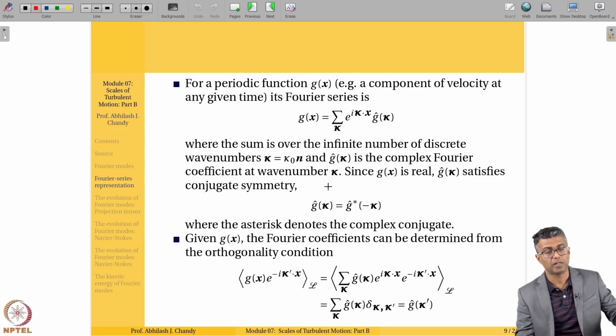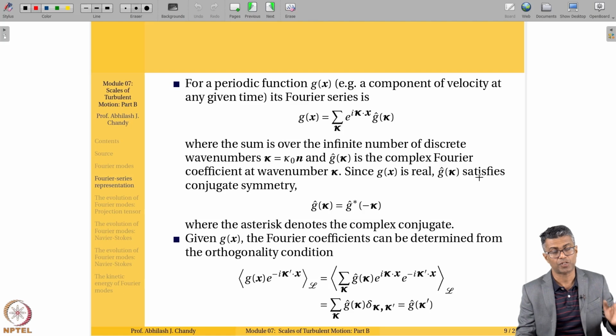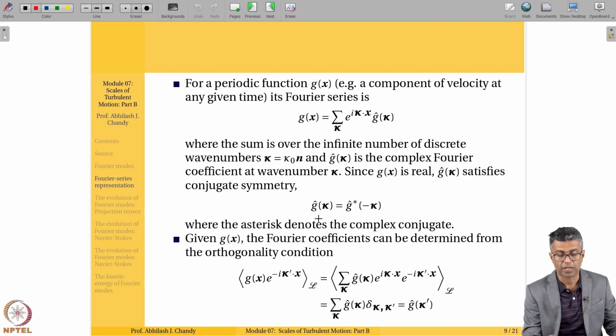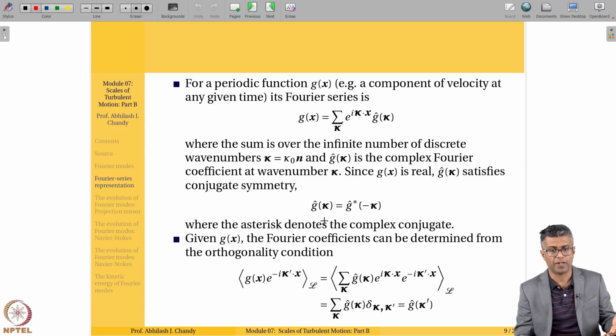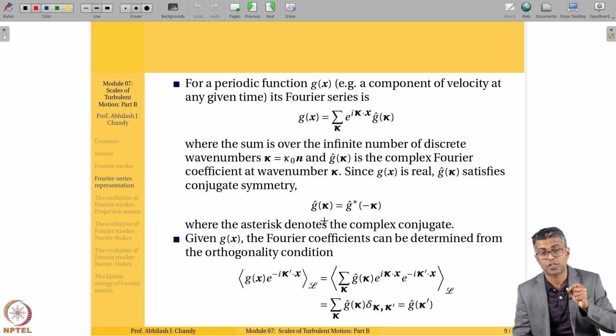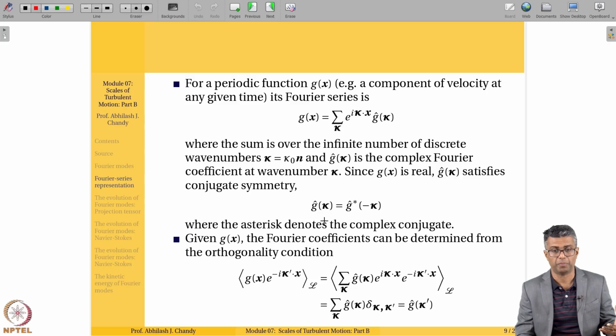Since g of x is real, g hat of kappa satisfies the conjugate symmetry, so g hat of kappa is g star of minus kappa. The conjugate symmetry is always satisfied by the Fourier series. Because g of x is a real variable, g hat of kappa is the complex conjugate of the Fourier coefficient at the negative wave number. The asterisk represents the complex conjugate.